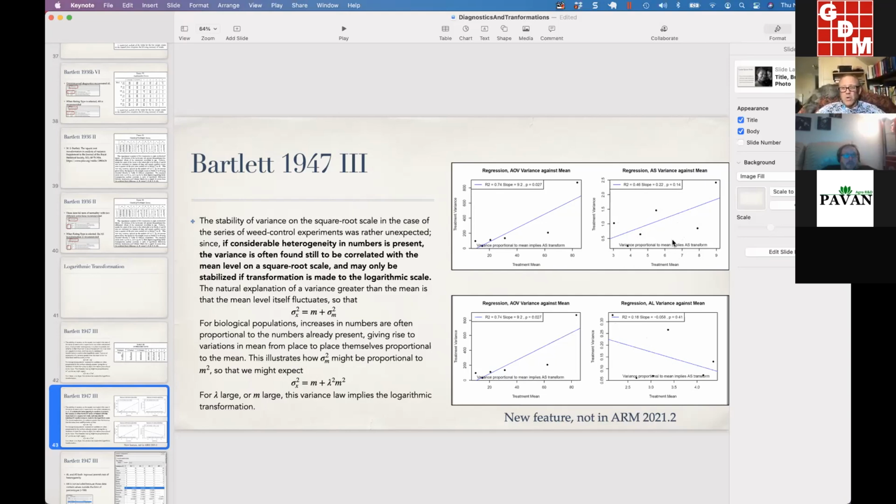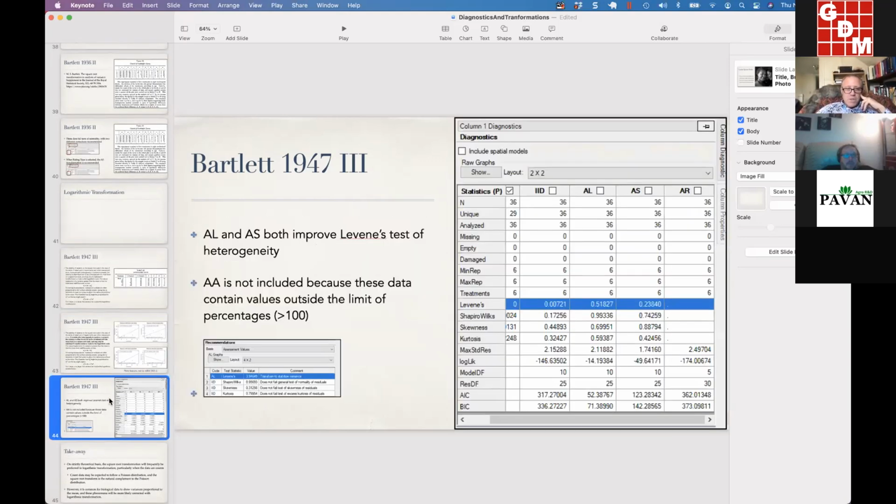Both tend to improve the assumptions of the analysis of variance in that the variances are homogeneous, heterogeneity and homogeneity, and now my words are getting all mixed up. But the AL transformation goes a little bit too far. And so again, both AL and AS improve the heterogeneity. We don't include in this the AA transformation because it falls outside the limit of percentages.